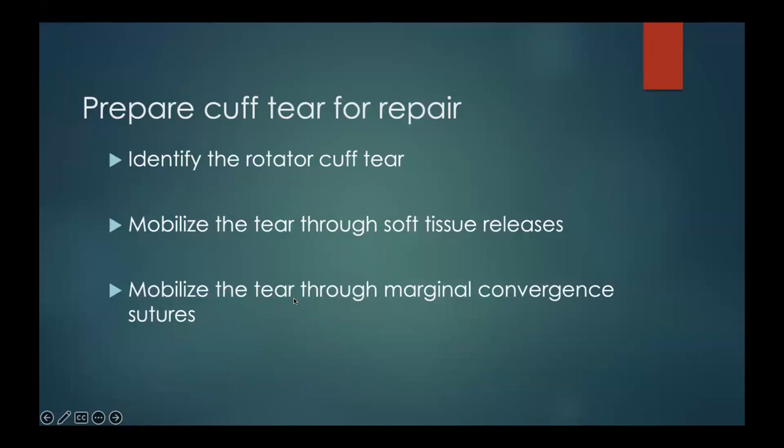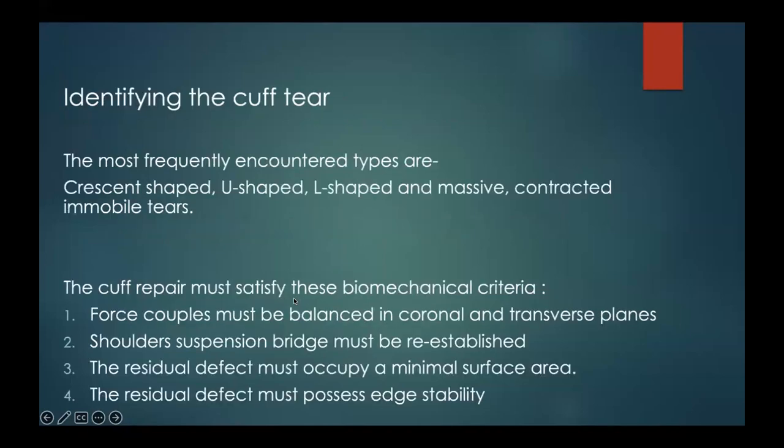Preparation of the rotator cuff tear for repair. First, we need to identify the rotator cuff tear, mobilize the tear through soft tissue release, and mobilize the tear through marginal convergent sutures. Identifying the cuff tear: tears of the rotator cuff are classified according to the mobility of their free margin and shape. The most frequently encountered types are crescent shape, U-shape, L-shape, and massive contracted immobile tears.